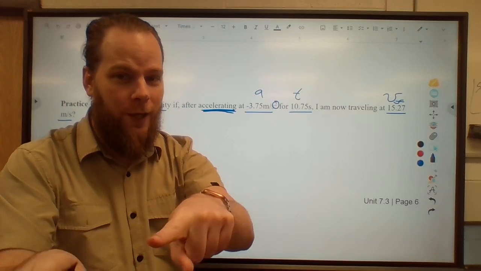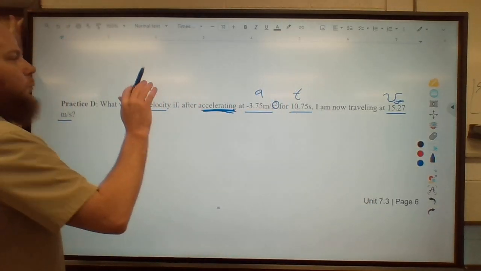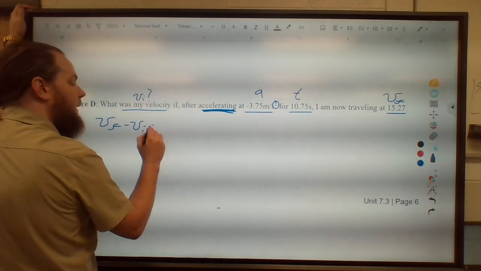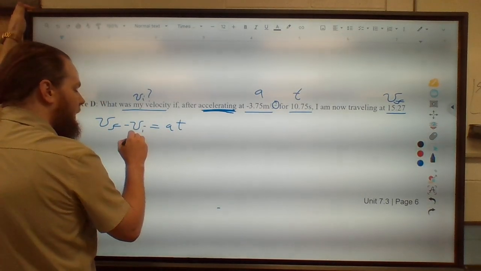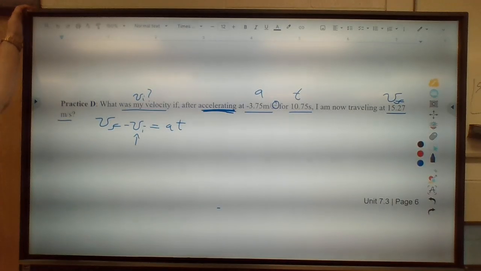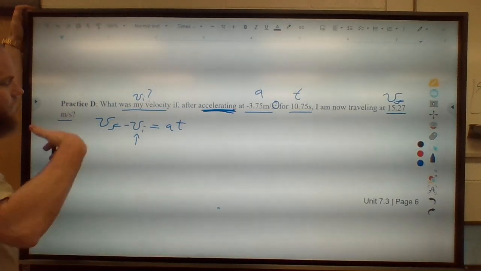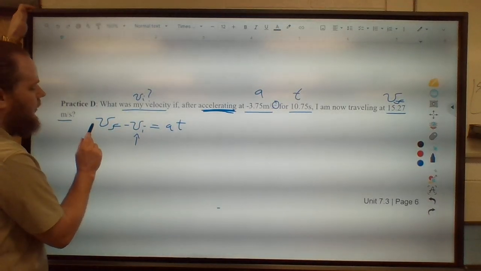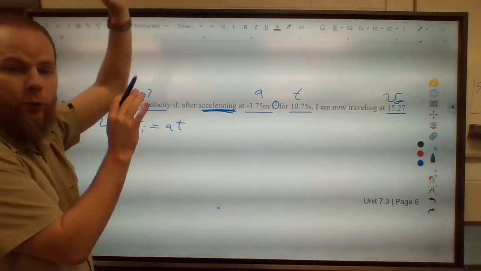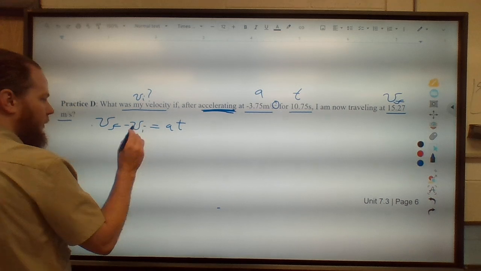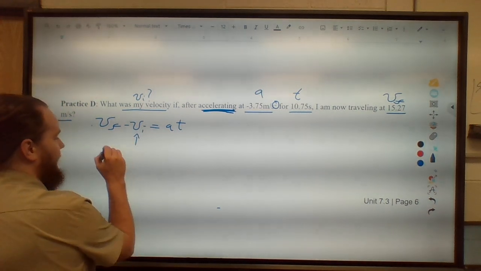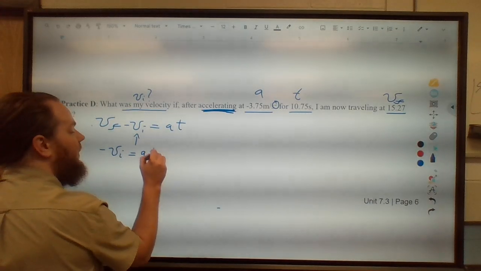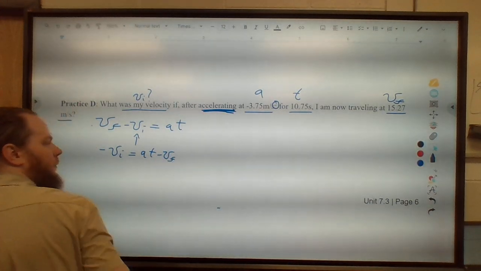Okay, I'm about to go over that. All right, cool. Now, this equation, we need to use VF minus VI equals AT. We want this. So we need to move VF away. Well, VF is currently positive, therefore we have to subtract it. So we are going to subtract VF from both sides. So negative VI equals AT minus VF.